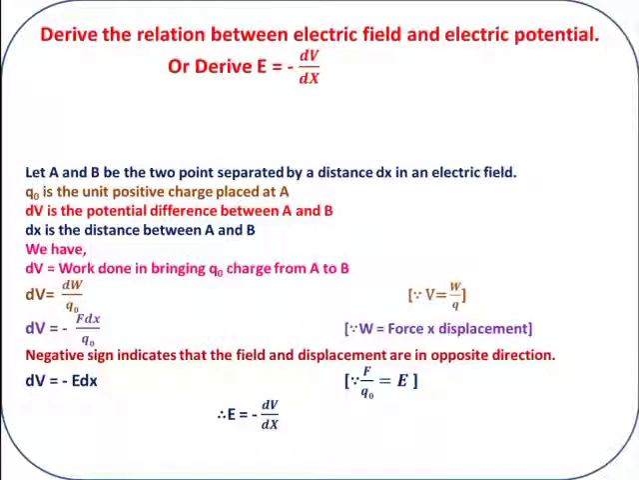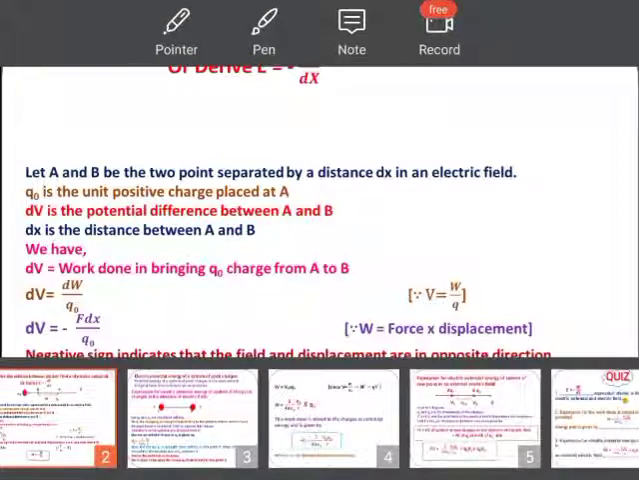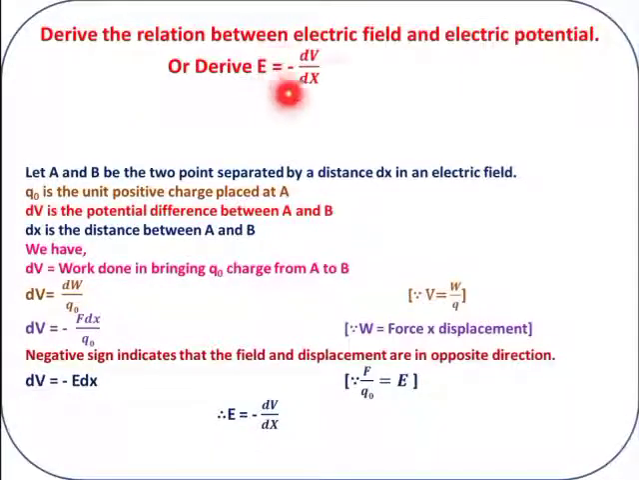First one: derive the relation between electric field and electric potential, or derive E is equal to minus dV divided by dx, which is a very important derivation for 3 marks. Frequently, in the PU board annual examination, they have asked this question for 3 marks. This is a very simple and easy derivation.